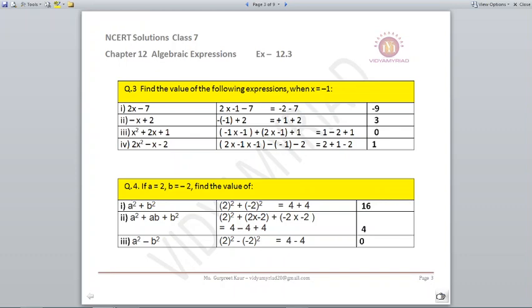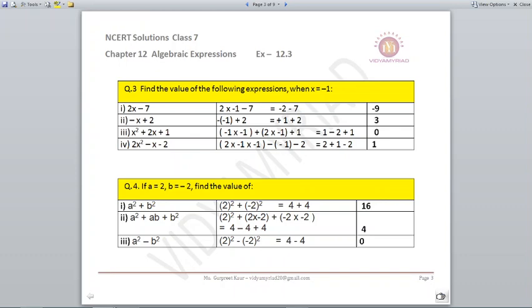Number 1. You have 2x minus 7. What is your x? Minus 1. So 2 into minus 1 is minus 2. 1 negative, so the answer will be negative. Minus 2, minus 7. You need to add it, but the sign will be minus. So the answer is minus 9. So integers are very, very important in this. If you are strong in integers, you can very easily do all this. So do lots of practice.